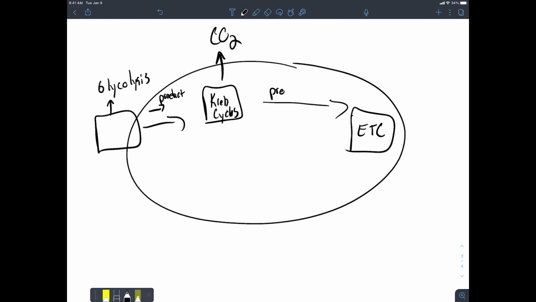Like I said, a good chunk of this test is cellular respiration. Then from cellular respiration, you need to know photosynthesis. It's not just that it happens in plants.